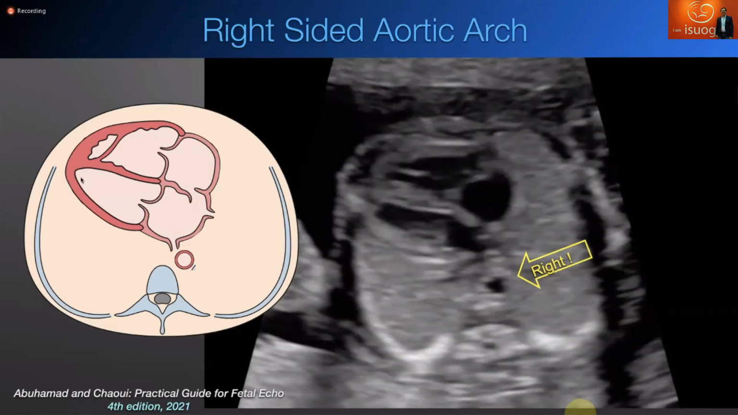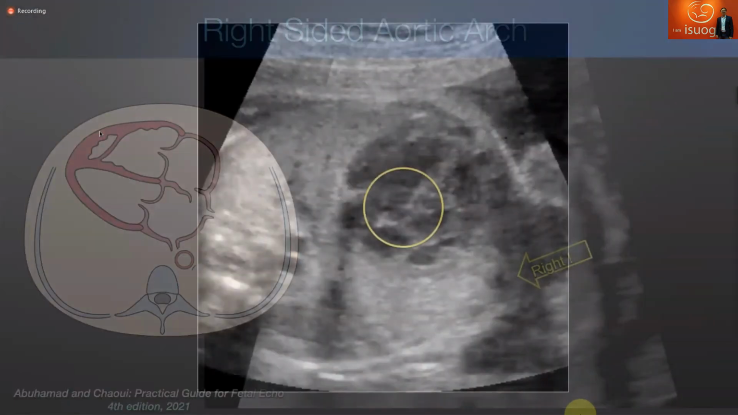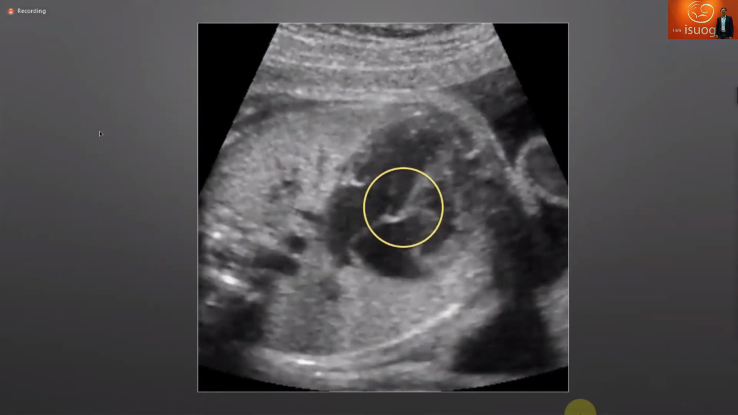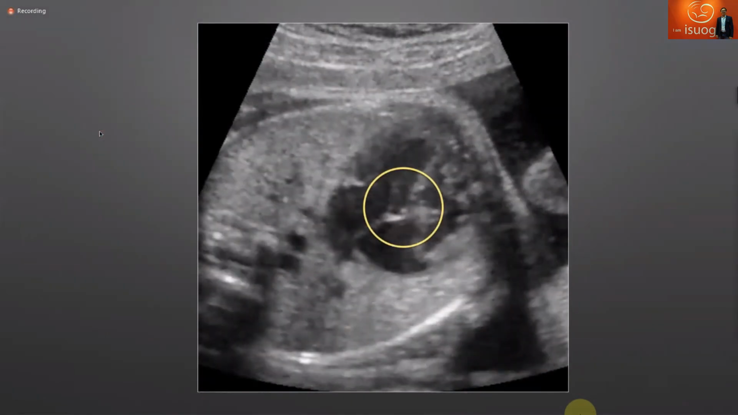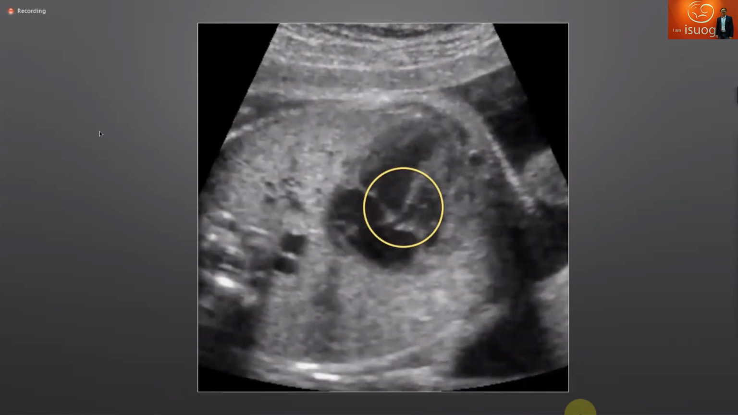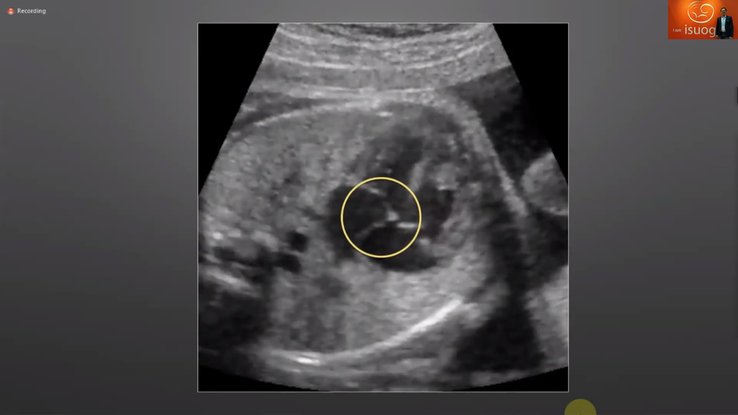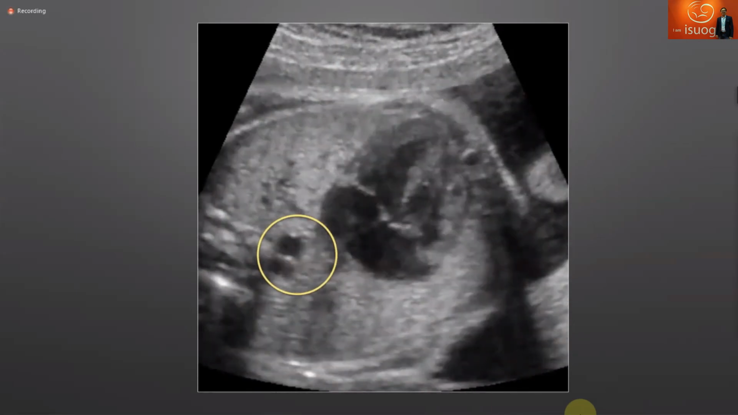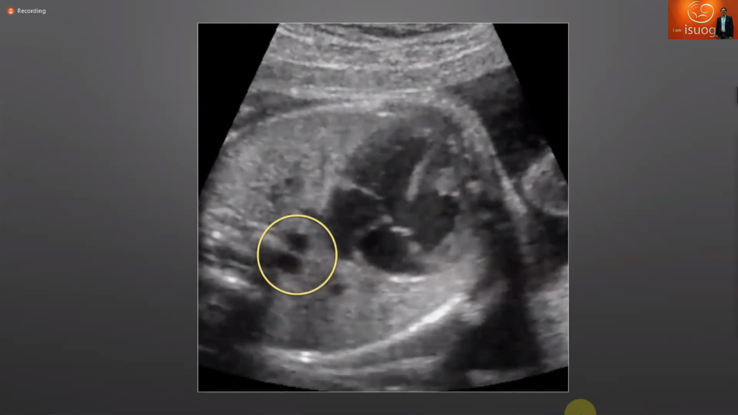Now let's go to the next one. I'm sorry, I showed you this case before. Remember the VSD? And you were all trying to look at the VSD, but very, very few of you noticed that behind the heart, we have two vessels. And this is typical of an aorta with azygos continuity.